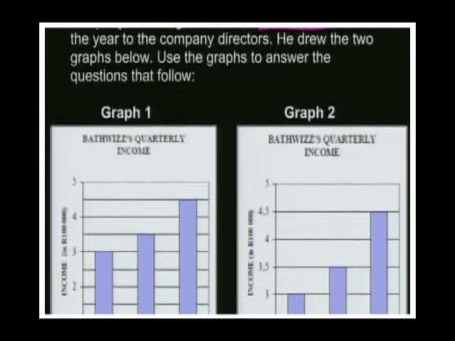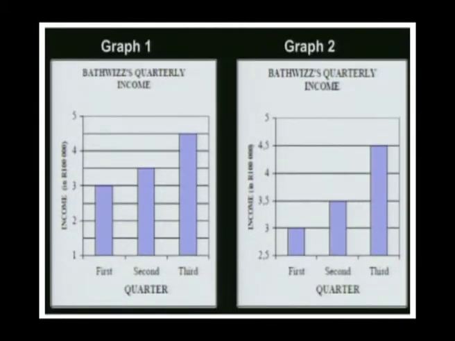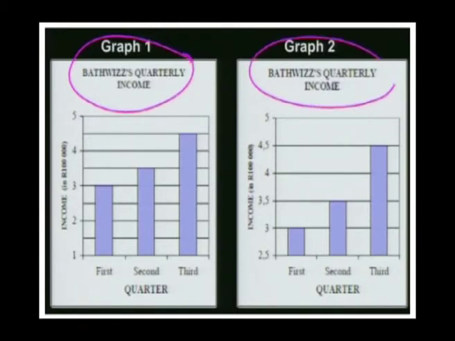Well, first of all, let's have a look at these graphs. Are they very different, or are they showing the same thing? So it has the same headings, Bathwiz's quarterly income, and the same over here. And it shows income on our vertical axis, and it shows which quarter we're looking at. First quarter, second quarter, and third quarter. So obviously they're just over 3 quarters of the way into the year, and he now wants to show his company's directors what's going on.